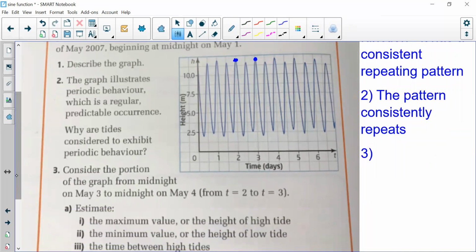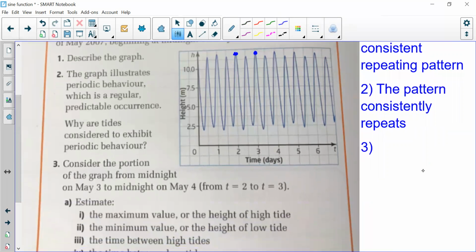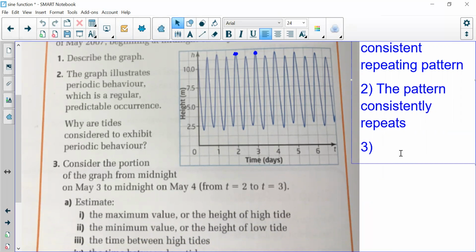Estimate the maximum value of the high tide. This is an approximation because we don't have the exact number, but what do you think that looks like? 12-ish meters? It goes up by 2.5s, but it's skipping a line, so it's actually going up by 1.25. So above 10, you'd have 11.25, and then it's definitely bigger than 11.25. So we can say approximately 12 meters.